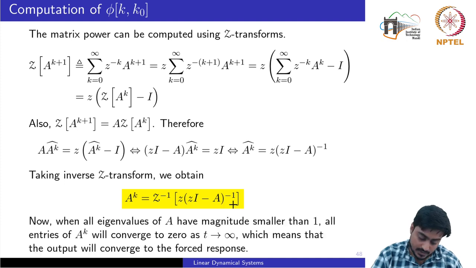Now similarly, if all the eigenvalues of A have magnitude smaller than 1, because all the eigenvalues should lie inside the unit circle, then all entries of A to the power k will converge to 0 as k tends to infinity. Which means that the output will converge to the forced response, right?